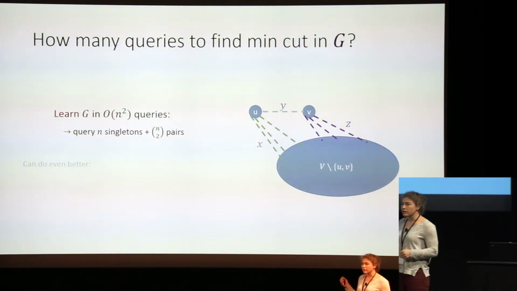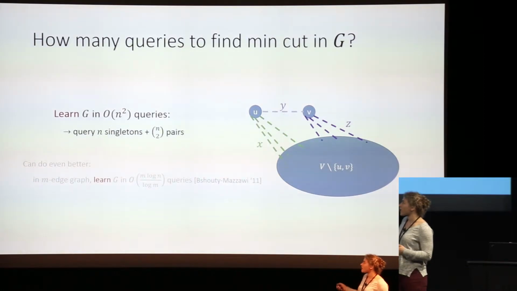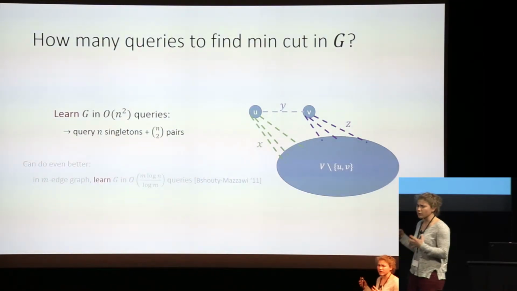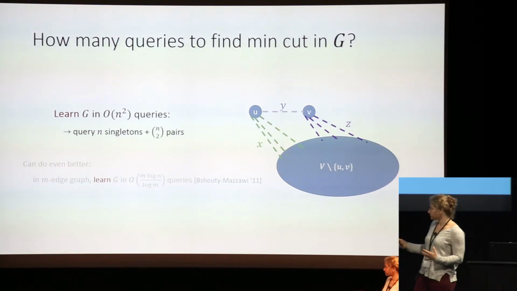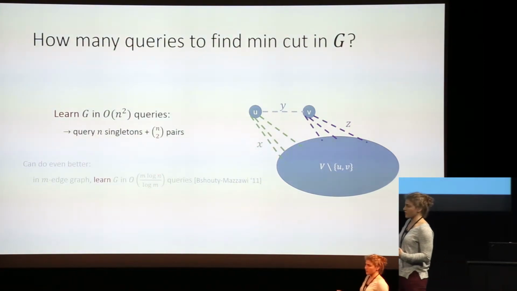And it turns out that you can do even better. So if there's a graph with m edges, you can use roughly m queries. So this is better in the sparse case. And the question of learning graphs in this query model has been studied before. So this is sort of the optimal bound there.